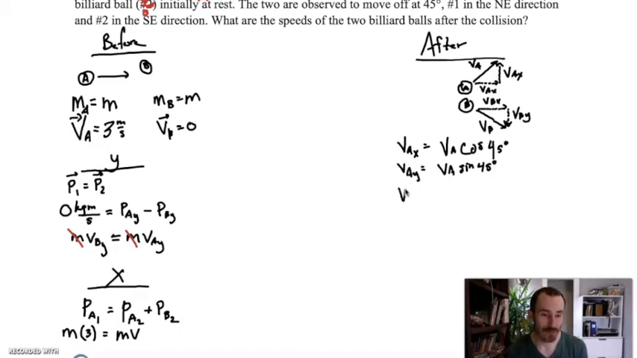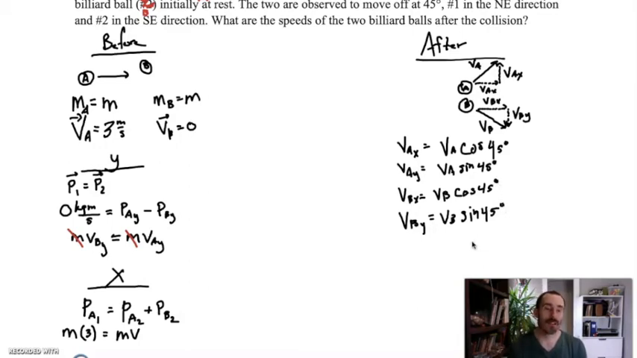Okay, VBX is equal to VB times the cosine of 45 degrees. And VBY is equal to VB times the sine of 45 degrees.